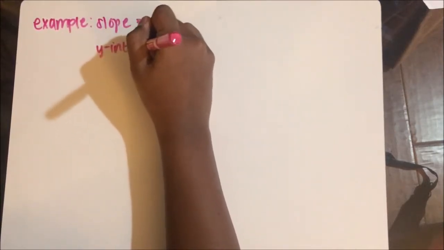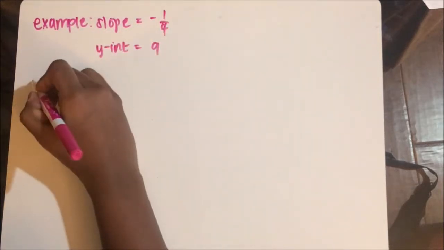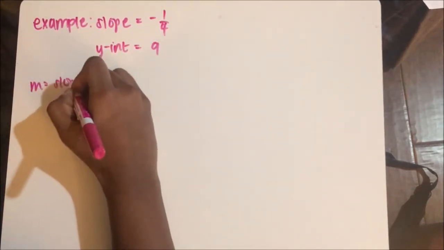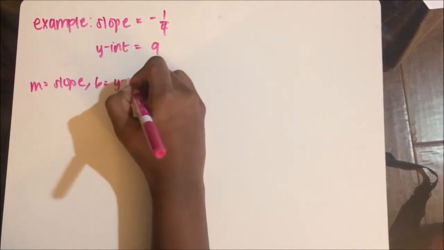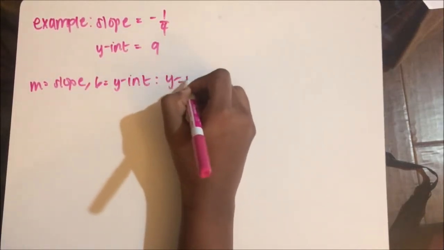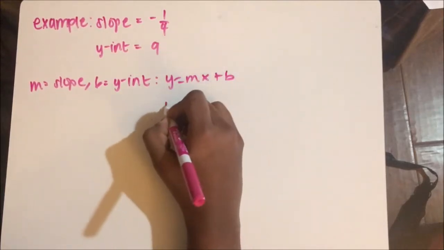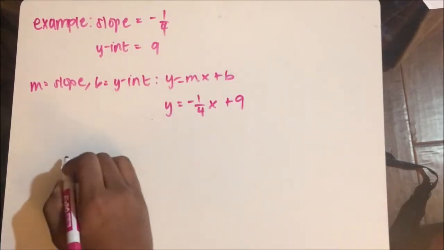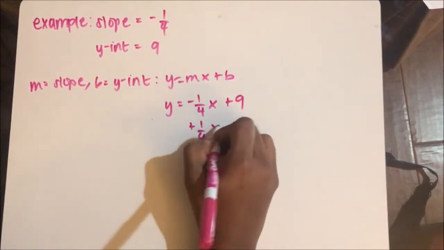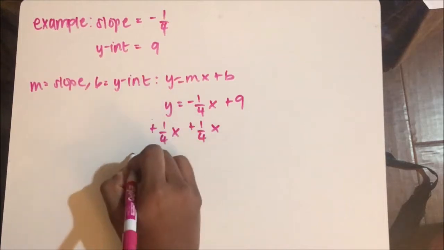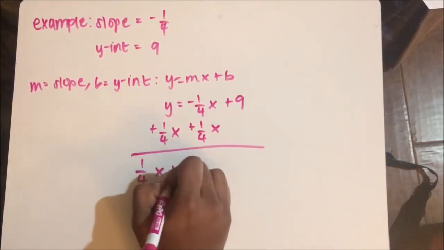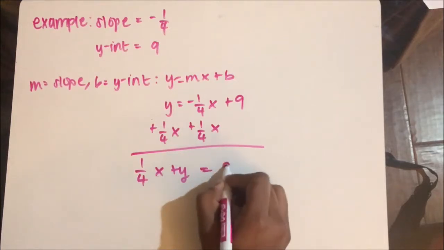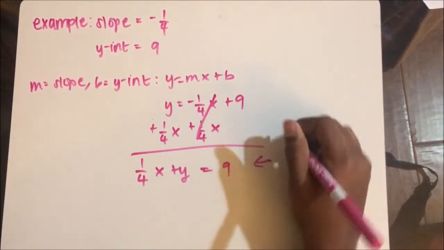In this example, we are given the slope and the y-intercept of an equation and asked to find the standard form of it. The slope we are given is -1/4 and the y-intercept is 9. If we plug this into the y is equal to mx plus b equation, we get y is equal to -1/4 x plus 9. We can then convert this into standard form by adding 1/4 x to both sides, therefore canceling out the x term and adding 1/4 x to the other side, turning the equation into 1/4 x plus y is equal to 9.